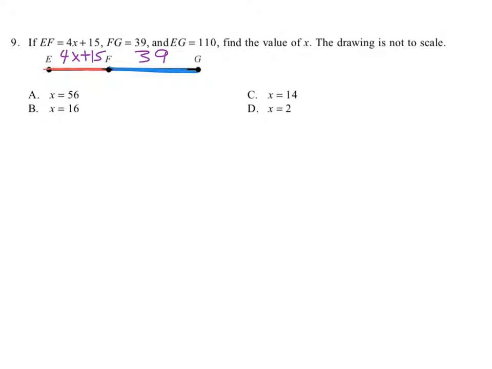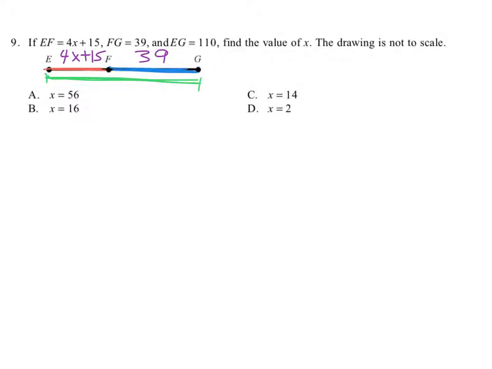Okay. We also know that EG, the entire length, the exact same length of those two segments put together. Remember, the segment addition postulate says that if two segments share a common endpoint and they are all collinear, then the two smaller segments together add up to the larger segment. So from there to there is EF plus FG. Okay, and that measures 110.